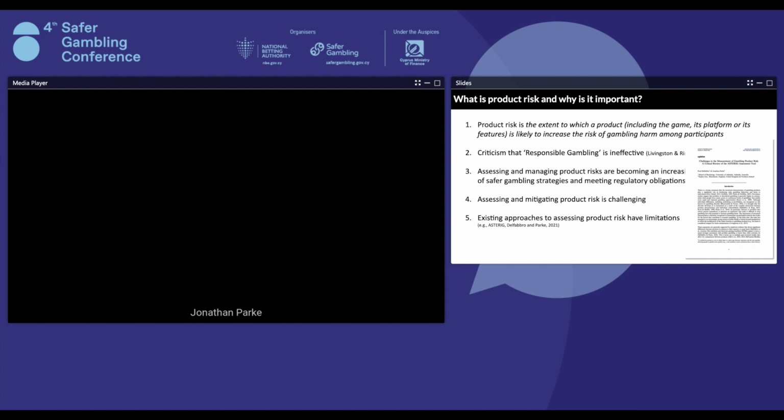Assessing and mitigating risks is very challenging, and there's lots of reasons for that, but there's probably 3 most important. It's probably the least well understood area in gambling studies. Secondly, products in the gambling industry change and develop at a rapid pace, with a high level of innovation. And when you look at academia, government, and policymakers, it's very difficult to keep pace with that rapid change.